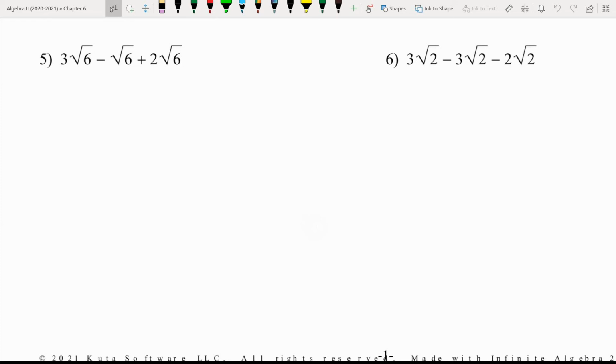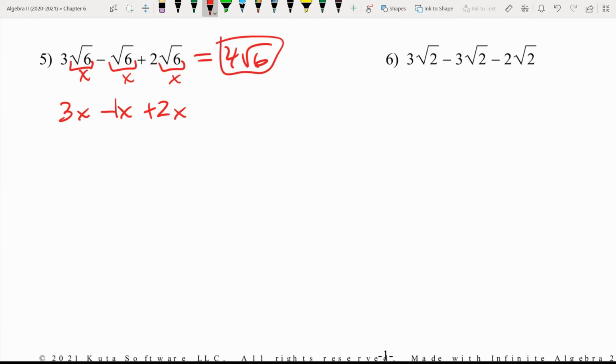Number 5 here, so we're adding and subtracting radicals. So you've got to think of the radical. In this case, they're all square roots of 6. Imagine that it's a variable, like this is x and x and x, because they're all the same. It's like saying, what's 3x minus x plus 2x? Well, that's pretty simple. We just add or subtract them all up. So in other words, what's 3 minus 1 plus 2? 3 minus 1 is 2, and 2 plus 2 is 4, so this is just 4 square root of 6. So just add up the coefficients.